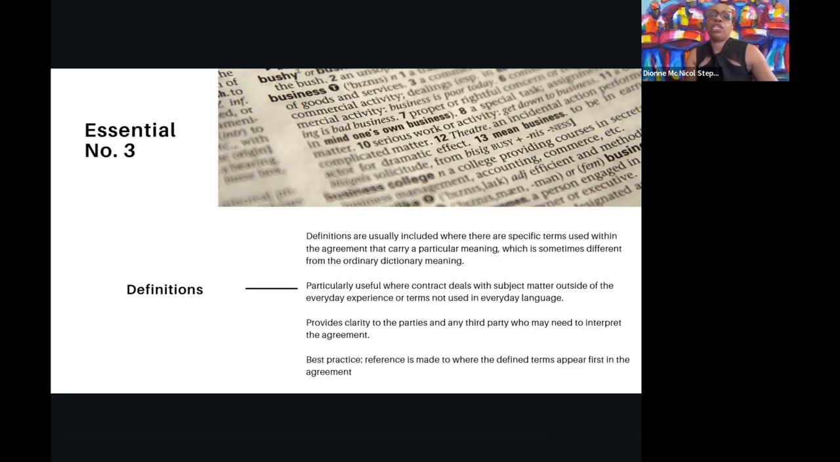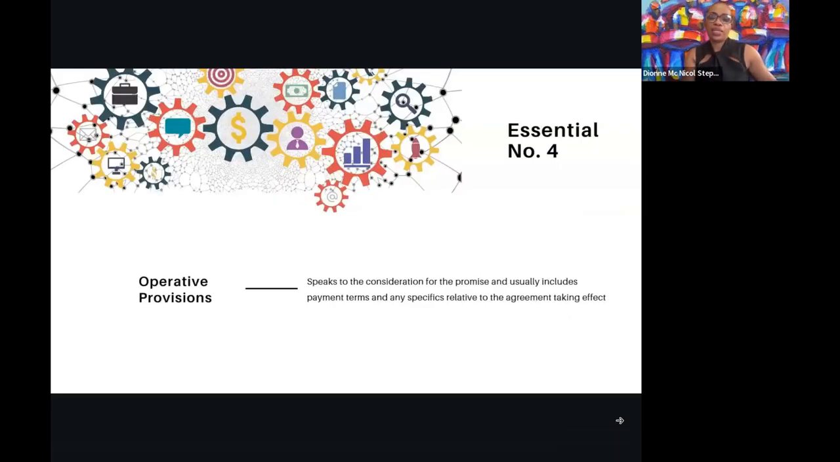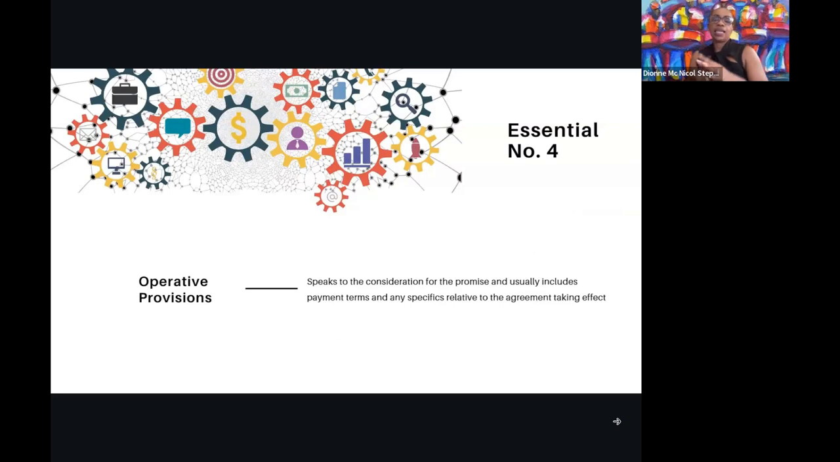Because some of us might be new to the contract thing, right? Because we know us creators don't really like to deal with the paper too much, but it's how we do the business, right? So we're overcoming our fears and we're going ahead to essential number four. Essential number four speaks to the operative provisions, and this is usually the consideration for the promise, and usually includes payment terms and any specifics relative to the agreement taking effect, right?